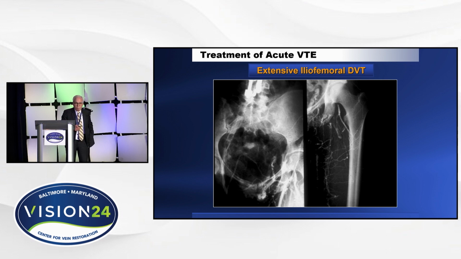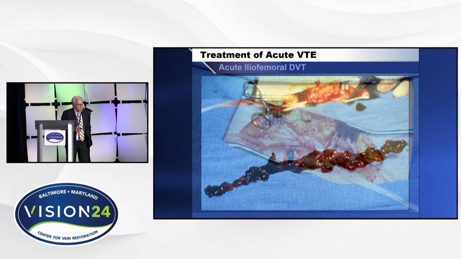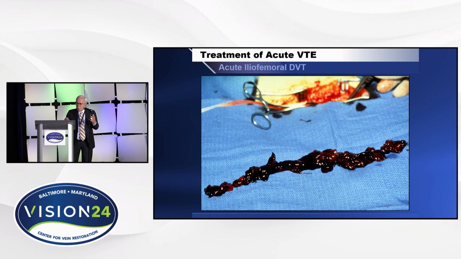And we could not treat her, of course, with thrombolytic therapy, so I operated on her. And we did a venous thrombectomy. You could see the transverse venotomy above the saphenofemoral junction, the common femoral vein there. And you can see the enormous amount of thrombus that occludes the iliofemoral system in many of these patients, especially those with extreme swelling and pain.